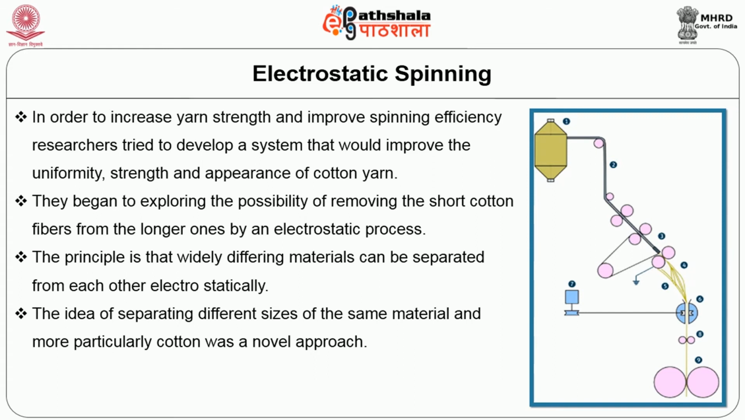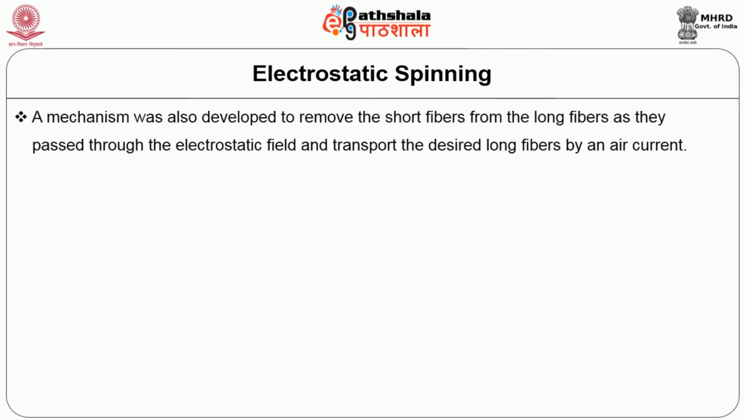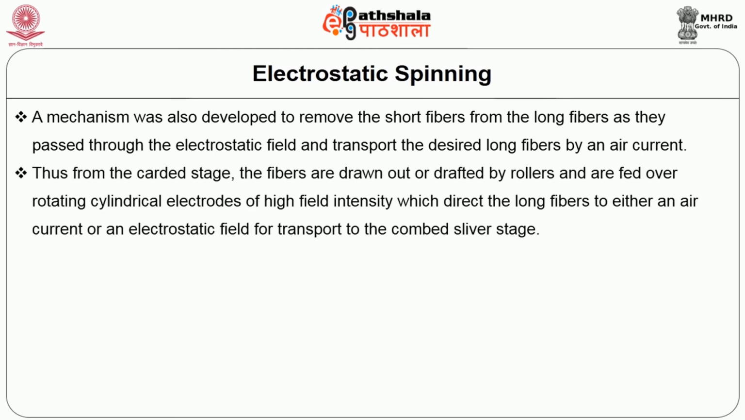Under controlled conditions of humidity, it is possible to separate short fibers from long ones in an electrostatic field. A mechanism was developed to remove the short fibers from long fibers as they pass through the electrostatic field and transport the desired long fibers by an air current. Thus, from the carded stage, the fibers are drawn out and drafted by rollers and are fed over rotating cylindrical electrodes of high field intensity, which direct the long fibers to either an air current or an electrostatic field for transport to the combed sliver stage.